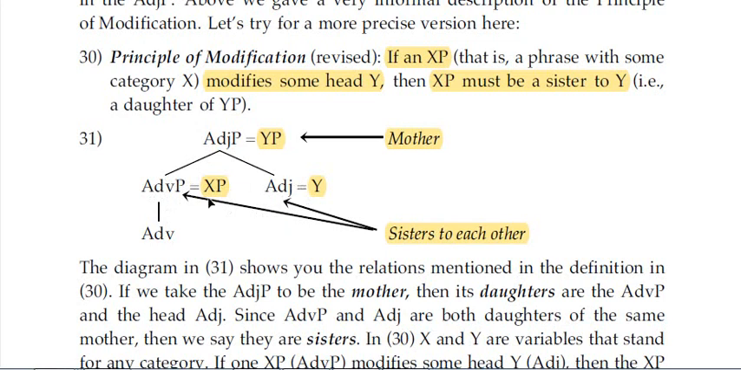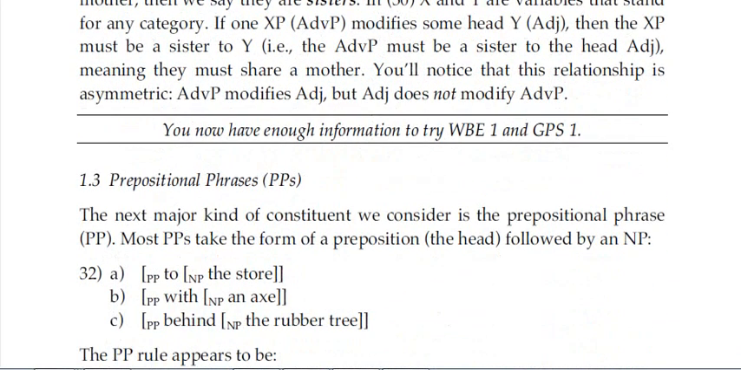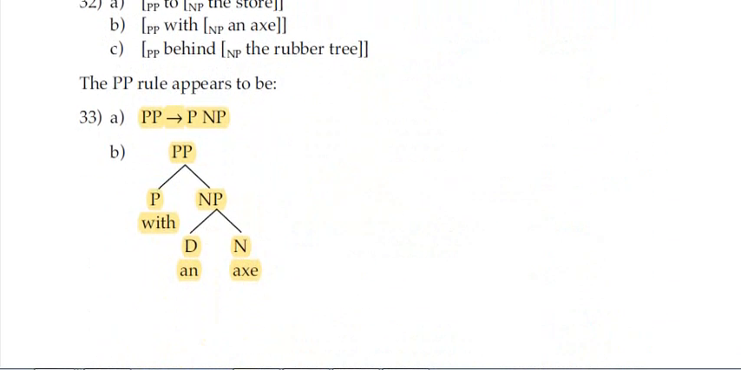Tapi tidak bisa dibalik ya. For example, di sini adalah very beautiful. Very modifiernya beautiful, tapi beautiful tidak bisa menjadi modifiernya very. So this is the principle of modification. Okay, let's continue. This is the example of prepositional phrase.